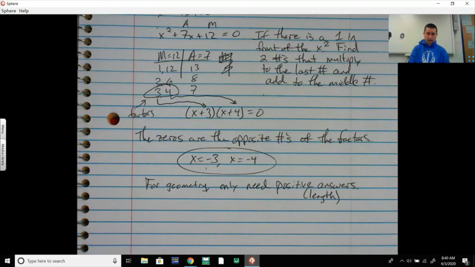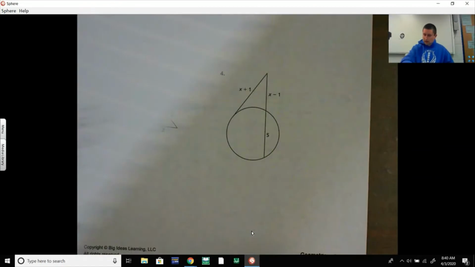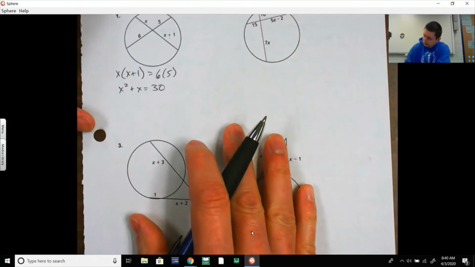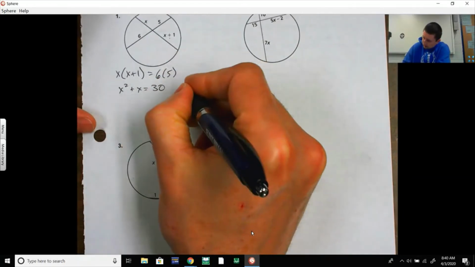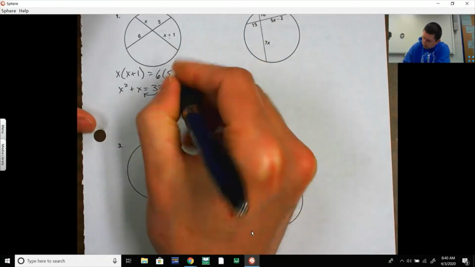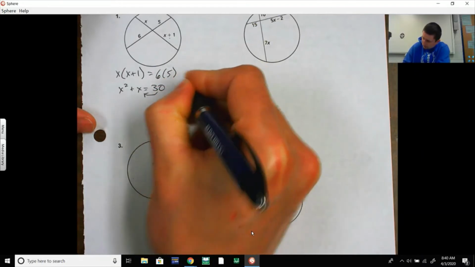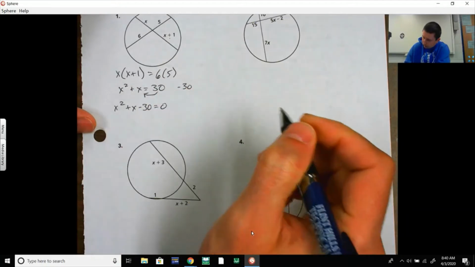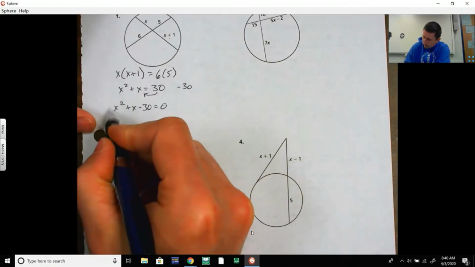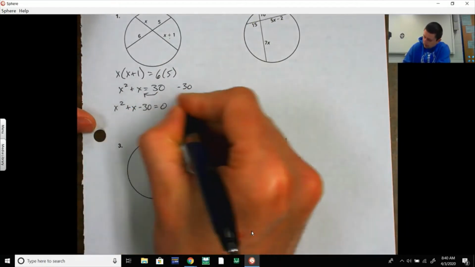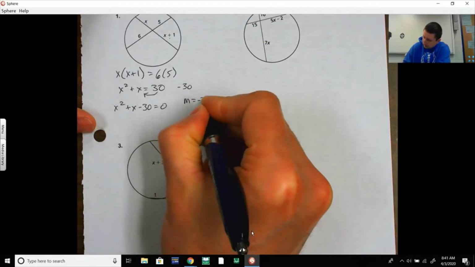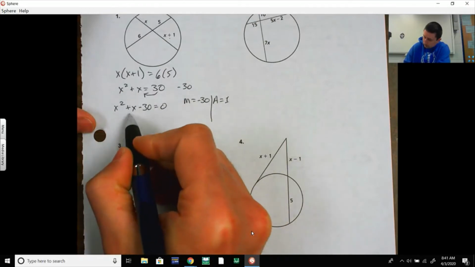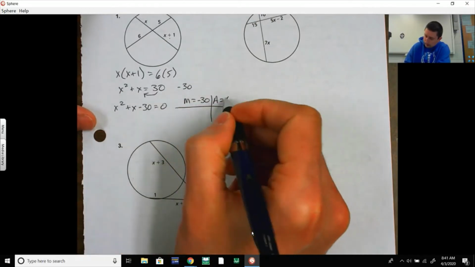So let's go back and look at our situation here. I had x squared plus x equals 30. I'm going to minus the 30 over, set equal to 0. So minus 30. So x squared plus x minus 30 equals 0. So I have a 1 in front of the x squared. So I want to find 2 numbers that multiply to negative 30, and they have to add to positive 1.